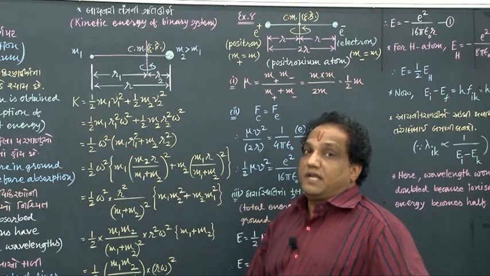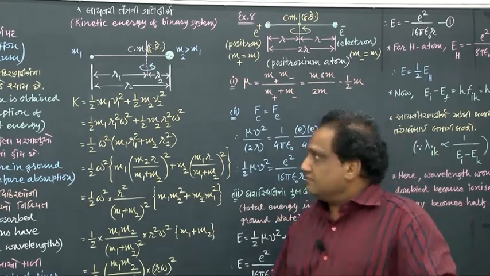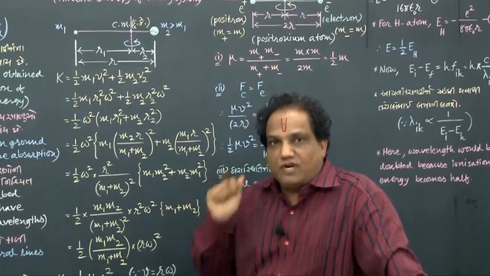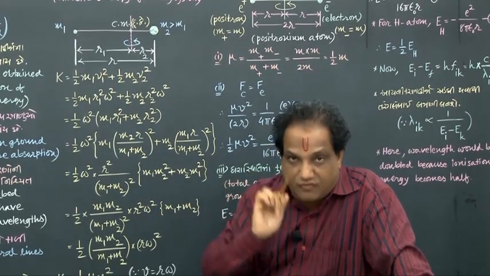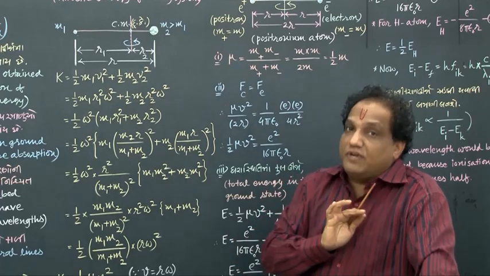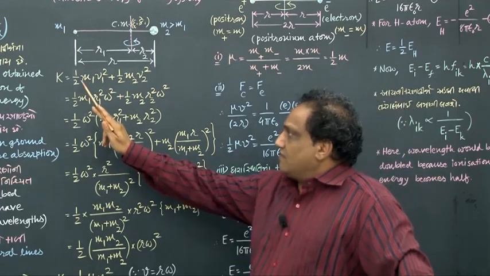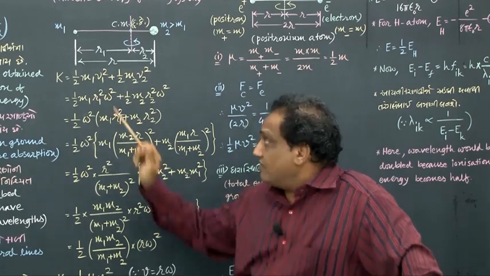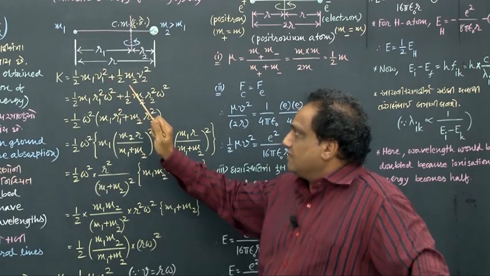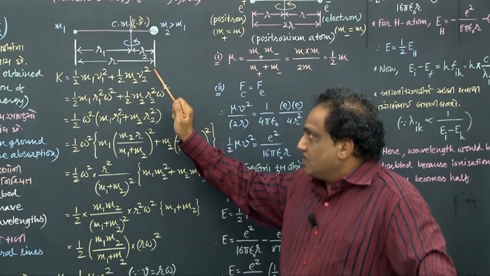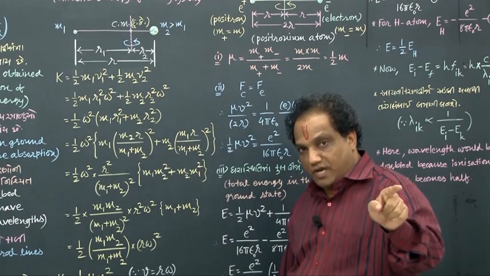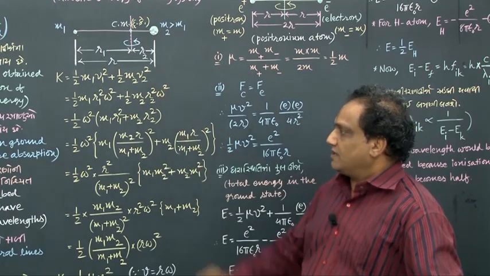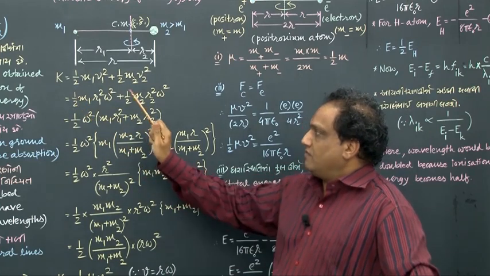Now, what is the total kinetic energy of this binary system? It is the kinetic energy of the first particle plus the kinetic energy of the second particle. For the first particle, half m1 v1 square; for the second particle, half m2 v2 square. Here v1 equals r1 into omega, so v1 square will be r1 square omega square. And v2 equals r2 into omega, so v2 square will be r2 square omega square.